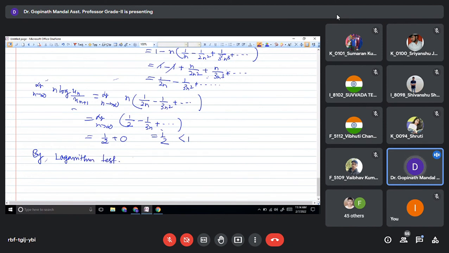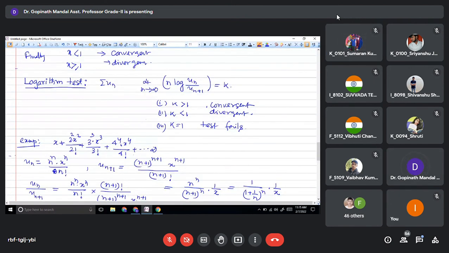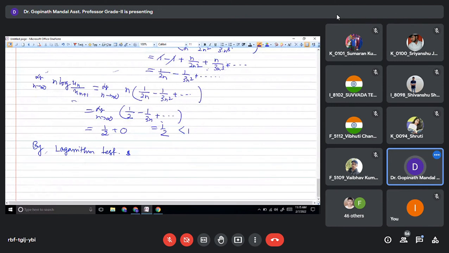the series is divergent, since the limit is less than 1.